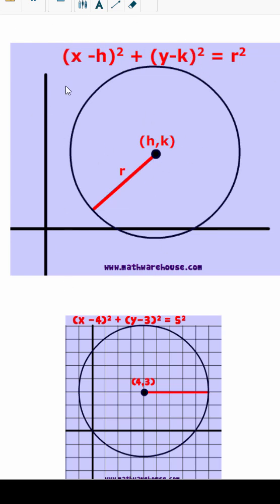Here's the general form: (x - h)² + (y - k)² = r², when the center is (h, k) and the radius is r. So if the center is (4, 3), you write (x - 4)² + (y - 3)² = 5².